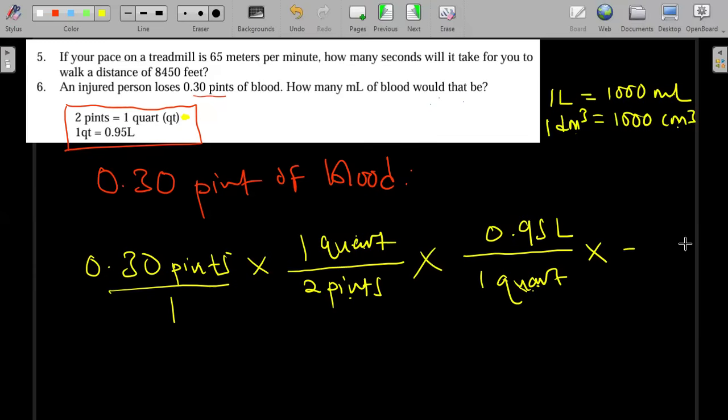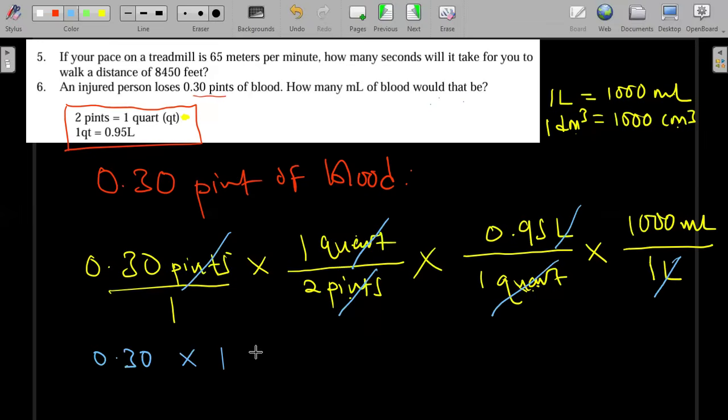We're going to multiply by the conversion factor of liters to milliliters. Liters is on top here, so I'm going to put it down: 1 liter is equivalent to 1000 milliliters. What we see is that pints cancel, quarts and quarts cancel, liters and liters cancel. So we remain with only the desired units that we want, which is milliliters. We have 0.30 multiplied by 1 multiplied by 0.95 multiplied by 1000 milliliters.